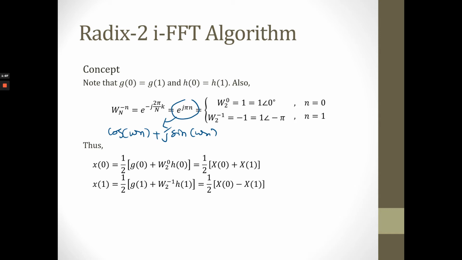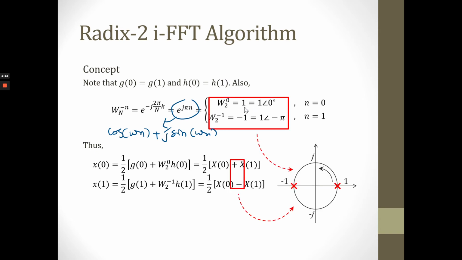exponential function, which is actually equal to cos omega n plus j sine omega n. So when we substitute n equal to 0, we have this function where the value is 1, positive 1 here in the polar form. The magnitude is 1 and the phase is 0. So at this point, for n equal to 1, the value is negative 1. At this point, the magnitude is 1 and the phase is negative 180.